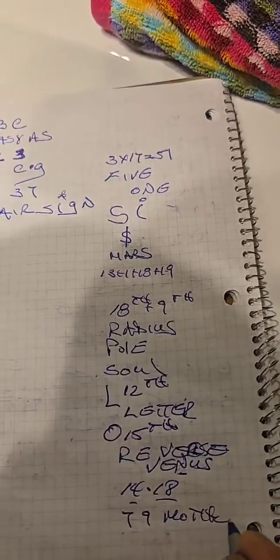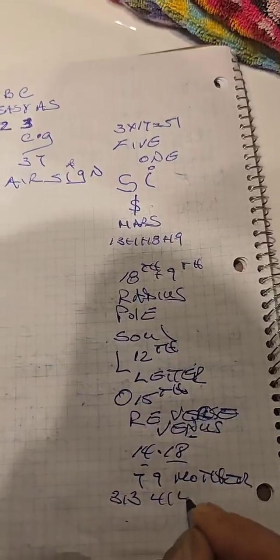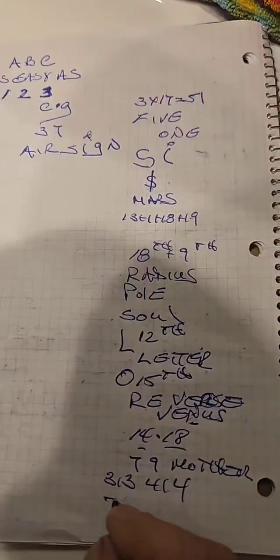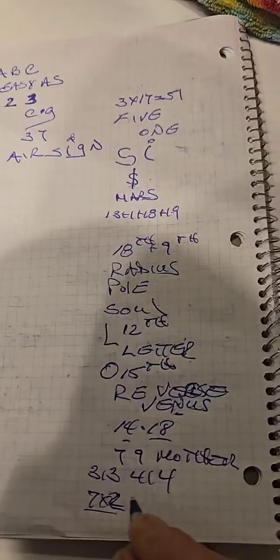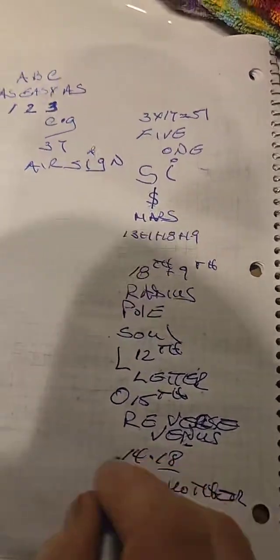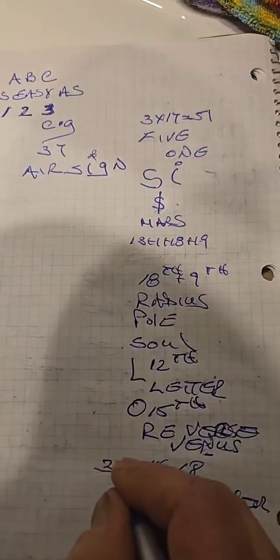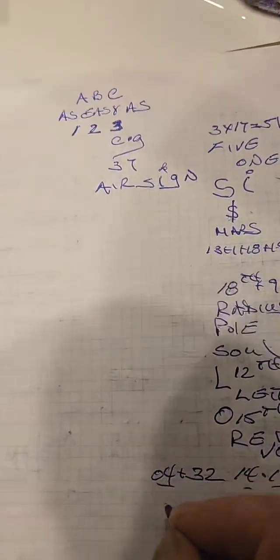The mother and the birth and the pull. What is 313? What is 414? 7 by 2, 14. What is 9 by 2? What is 18? That is a total of 32 and 04.